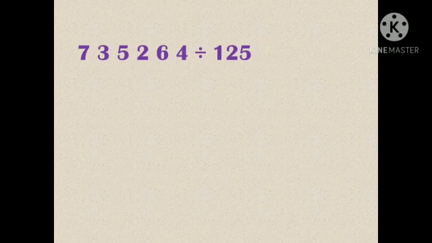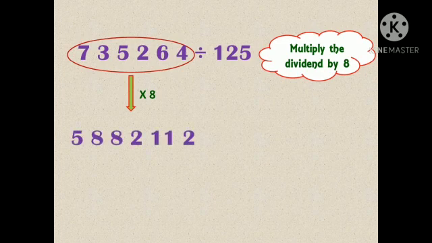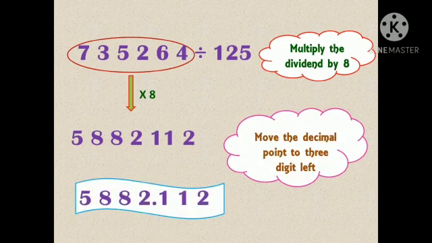So here is a problem. If you want to use the shortcut, first we are supposed to take the dividend and multiply it with 8. So if we multiply, we will get 58,82,112. In the next step, we are supposed to move the decimal point 3 digits left. So if we move to the left, we will get the answer as 5882.112. So we can get it very easily and quickly without using division.